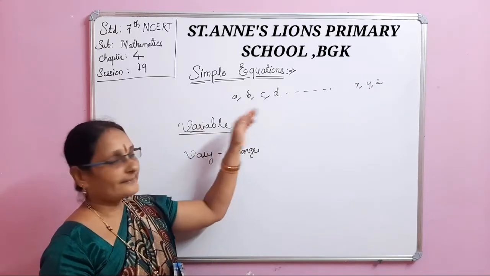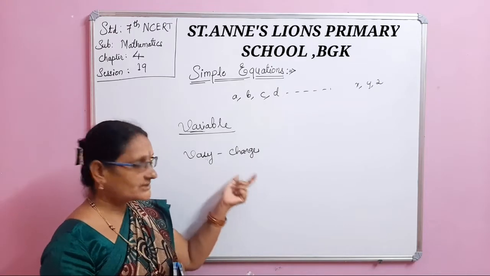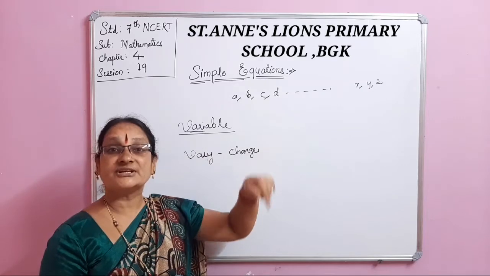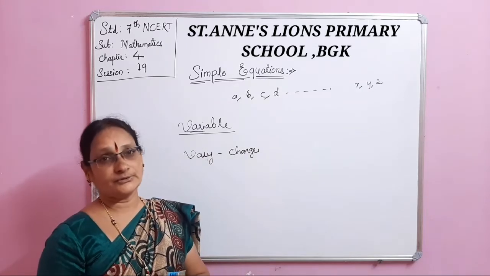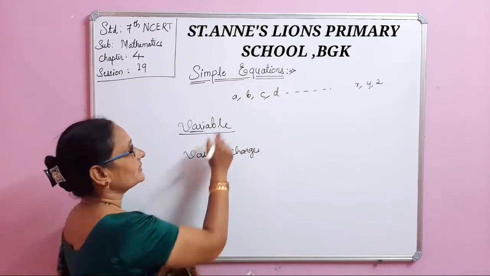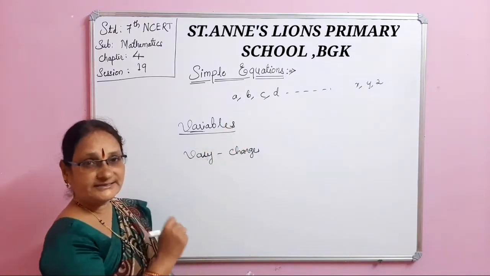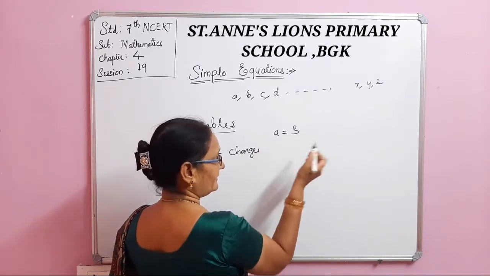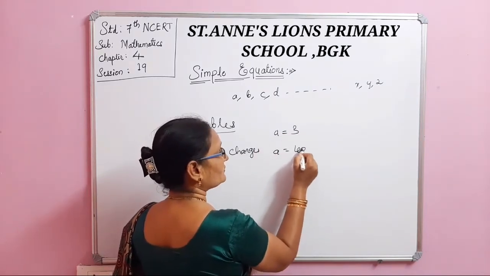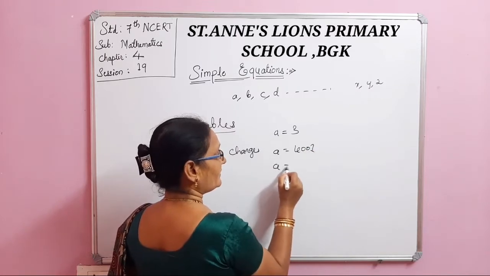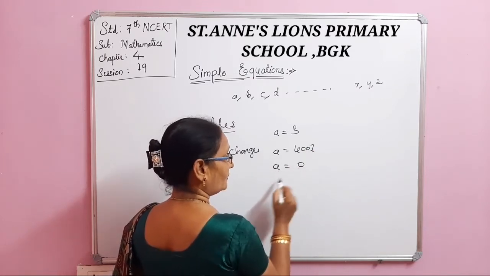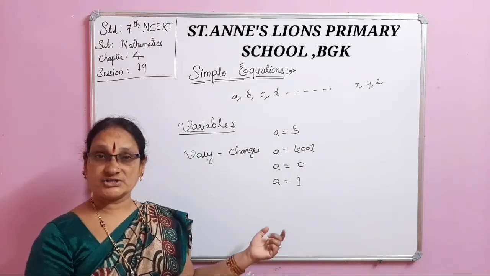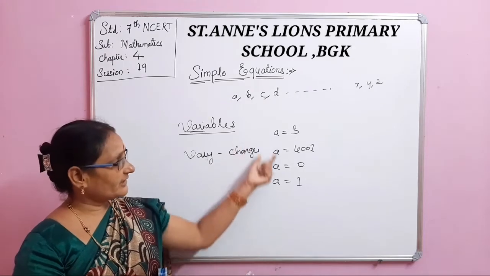Why are we using them as variables? What is changing in that? The value of these variables is changing, not a fixed value. They are called variables. What is it changing? See, in some problem a value may be 3, in another problem a value may be 4001, in another problem a may be 0, or in another problem a may be 1. So according to the situation of the problem, the value of a is changing.